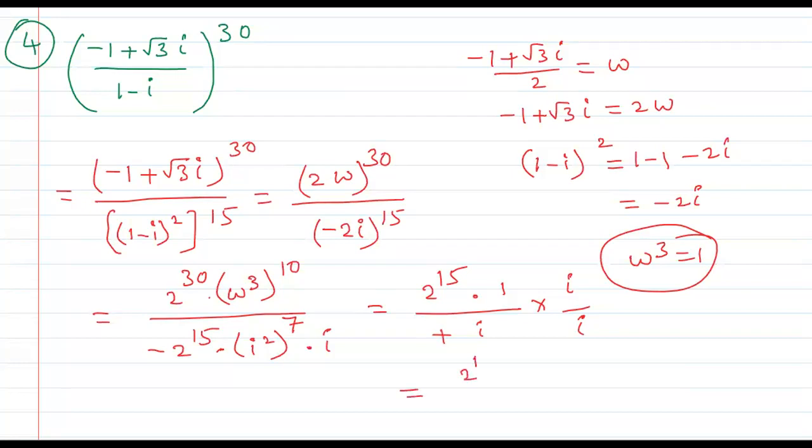Numerator 2 power 15 into i, denominator i into i square. i square value is minus 1. So overall the answer is minus 2 power 15 into i. This is the answer. This is also an easy question.